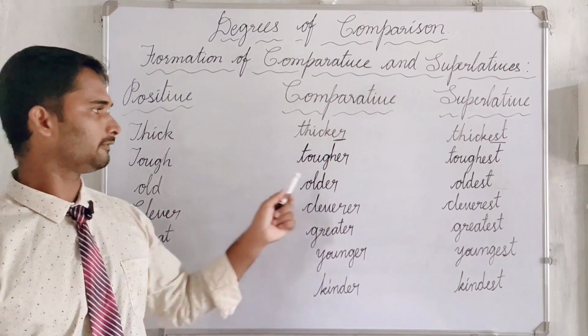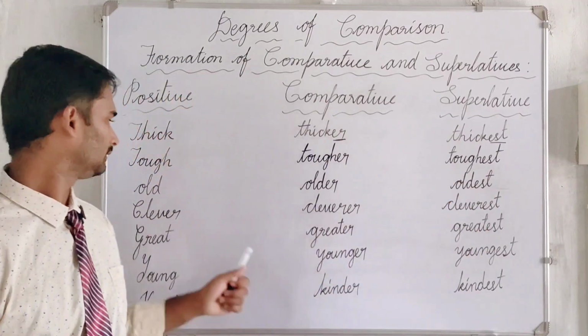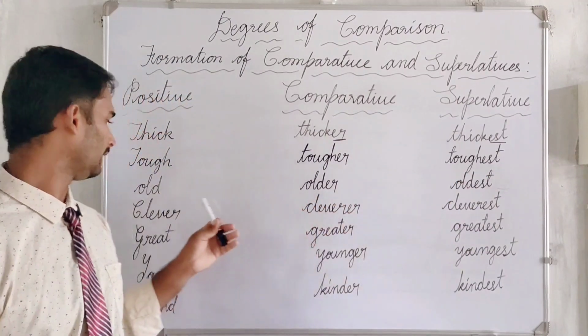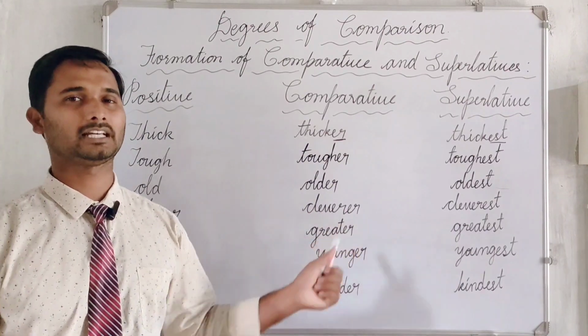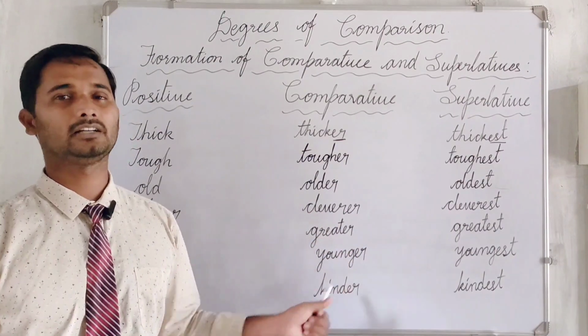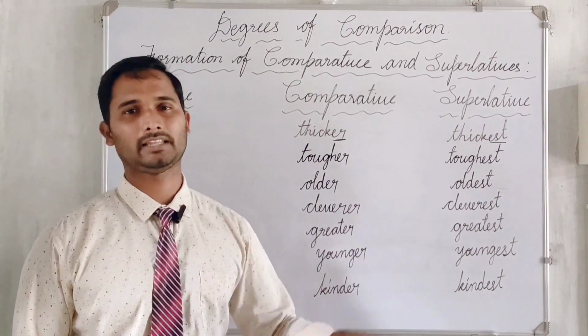Some examples: tough, tougher and the toughest. Old, older and the oldest. Clever, cleverer and the cleverest. Great, greater and the greatest. Young, younger and the youngest. Kind, kinder and the kindest.